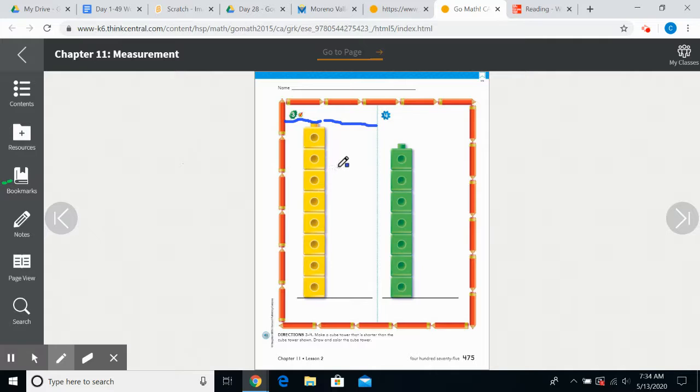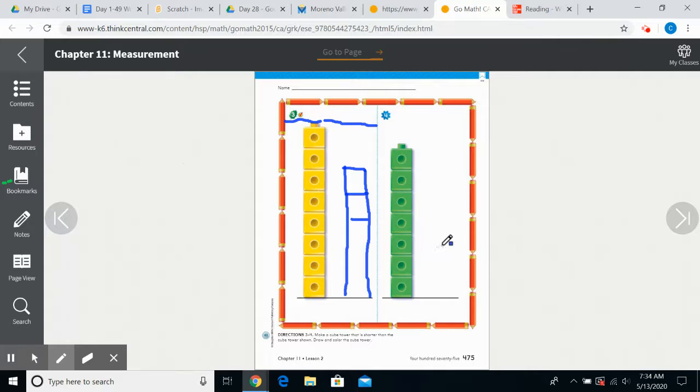So I'm going to make my cube tower underneath. I think I'm going to start it here today. So here's my cube tower. And I can make my lines and put in my details. So now I have a cube tower that's shorter than the yellow cube tower.